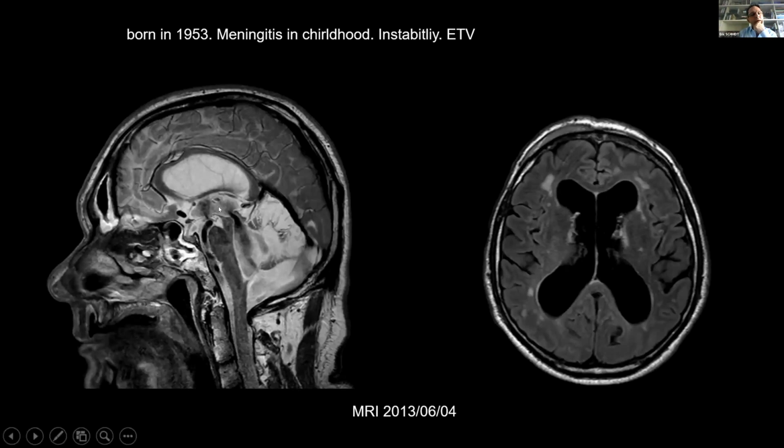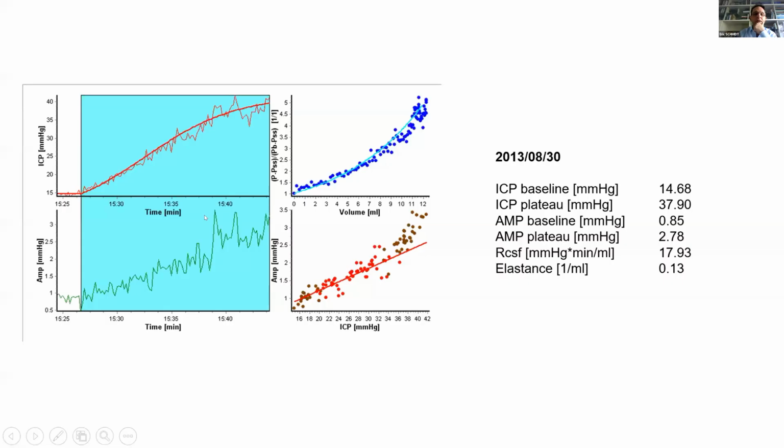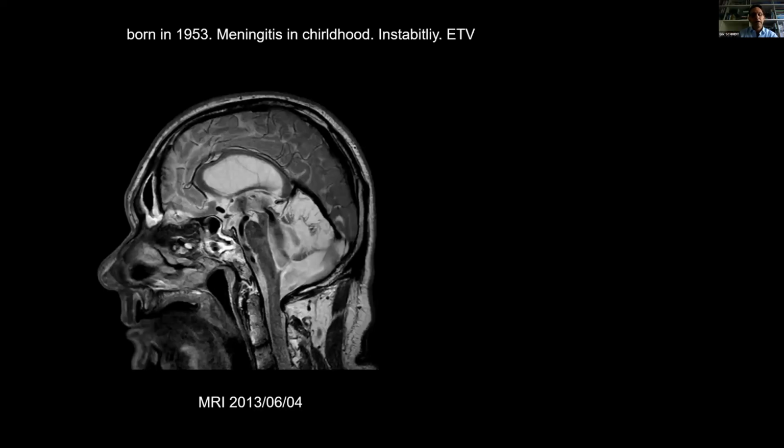The post-op MRI shows clearly the void, and clearly that the ETV was significant. But when I checked whether it had any improvement, in fact, resistance was similar, and there was no clear benefit. Although it was a patent ETV, the fluid mechanics of his brain were not at all improved. And this guy didn't want to go further, and I saw him many times.